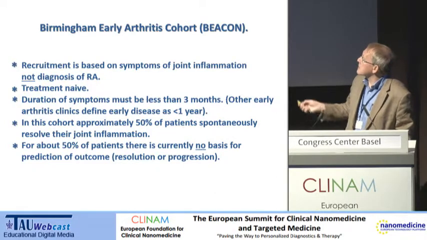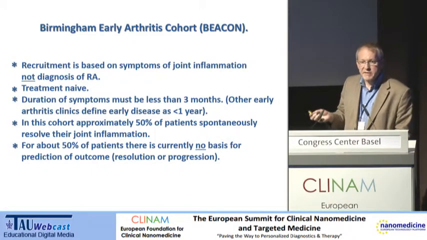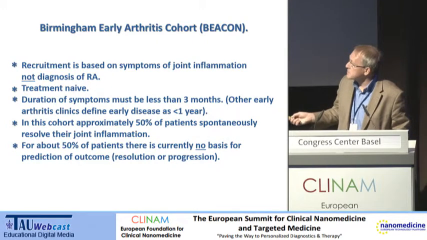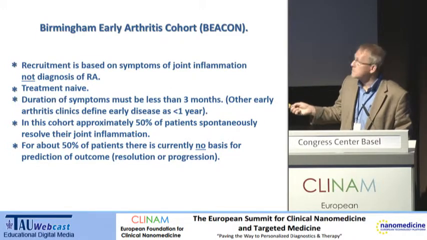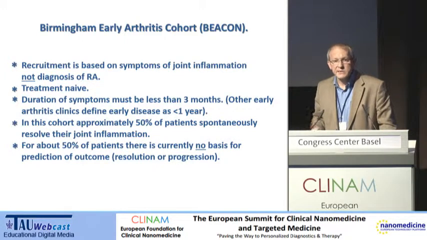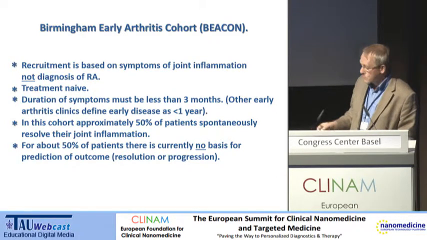My clinical colleagues have established a cohort which they call Beacon. They've made an extreme effort to capture patients with very early symptoms of joint inflammation. That's defined as a duration of symptoms less than 3 months. And their recruitment to the cohort is not dependent on diagnostic criteria, it's just on symptoms of joint inflammation. And within this cohort, we have about 50% of patients who spontaneously resolve their joint inflammation. And there is currently no basis for predicting which way they're going to go.